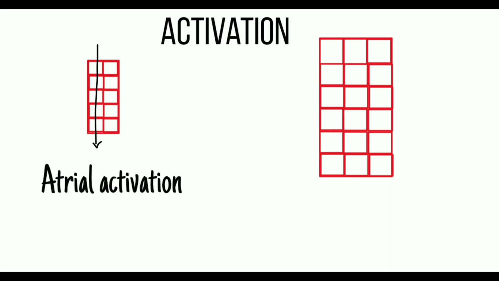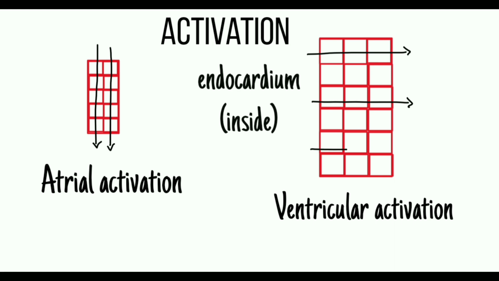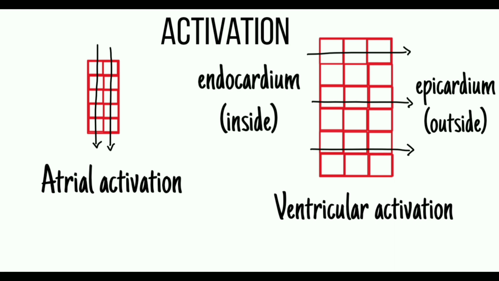Finally, activation of atria and ventricles. The activation of atria occurs longitudinally by contiguous spread of electrical forces from one myocardiocyte to another. On the other hand, activation of ventricles occurs transversely by spread of electrical forces from the endocardial surface to the epicardial surface, that is from the inner side to the outer side.